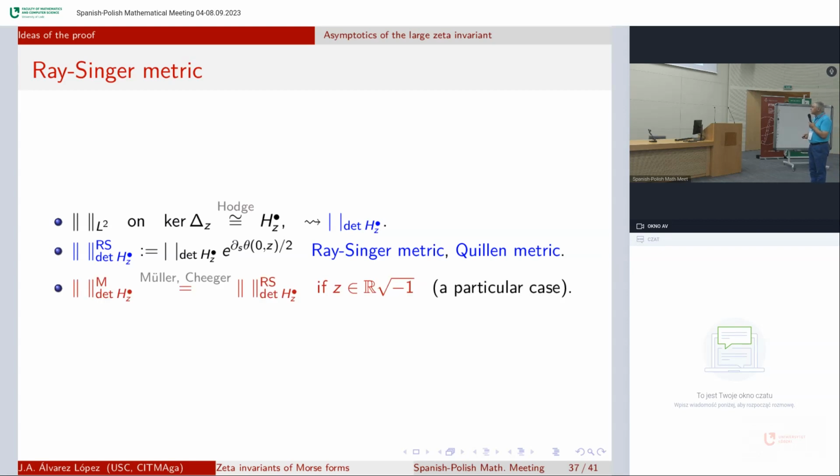Now, Müller and Bismut-Zhang have shown that this Ray-Singer metric and the Morse metric are equal on the determinant of the twisted cohomology, if the parameter is imaginary. This is a particular case of a more general result, but in our case of this Witten perturbation, it's just when the parameter is imaginary.